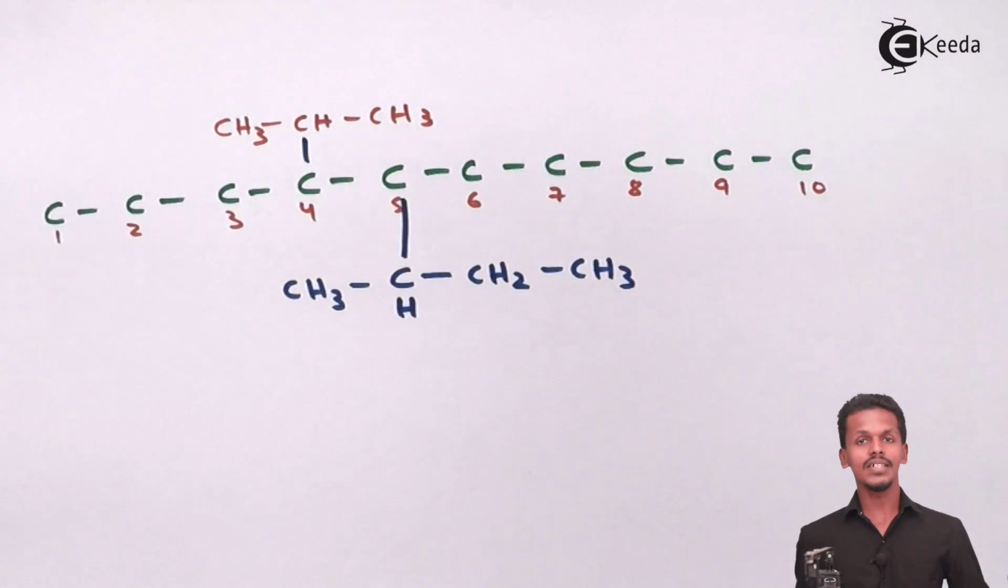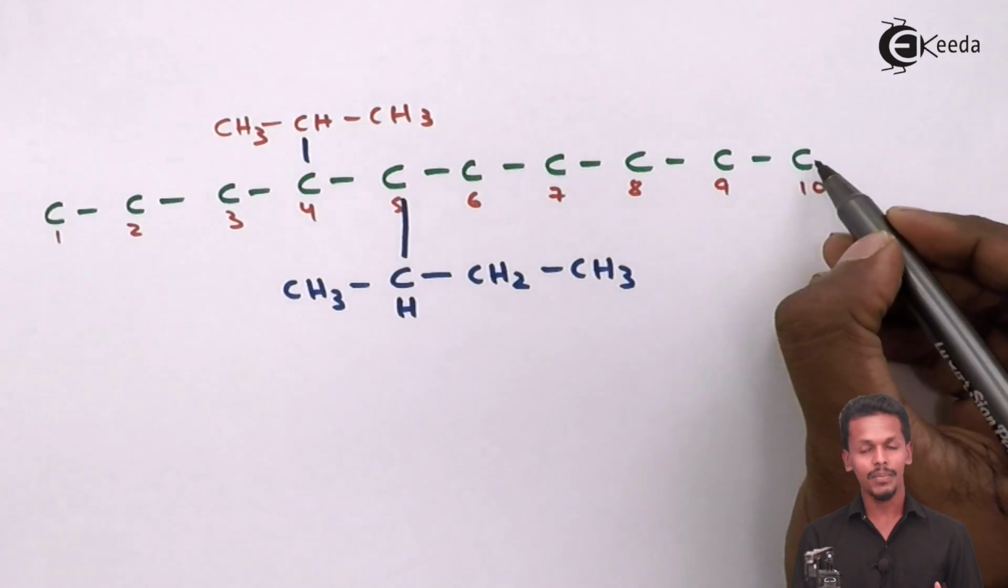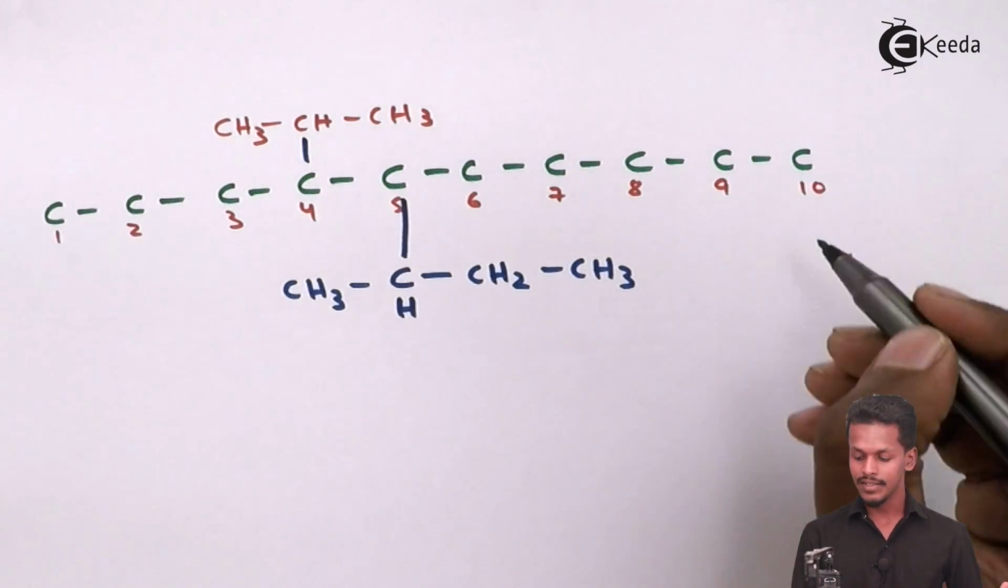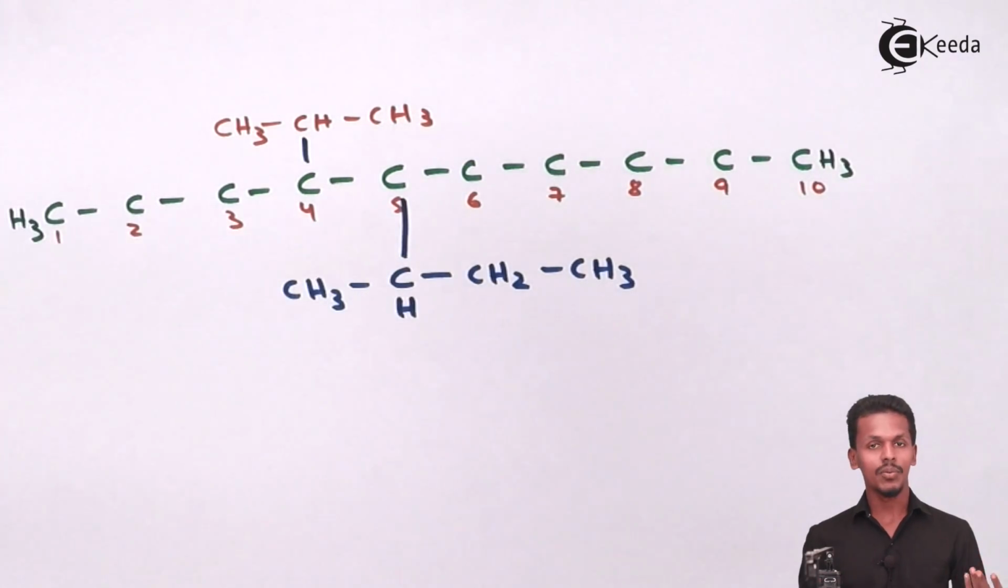So now the substituents and the longest chain of hydrocarbon are all done, and the last thing that is remaining is fulfilling the hydrogen atoms. So let us fulfill the hydrogen atoms. It would be very much easier to understand. Talking about the primary carbon atom, this is the primary carbon atom, and it would consist of CH3. Again, this is the primary carbon atom. Again, this would be the CH3.